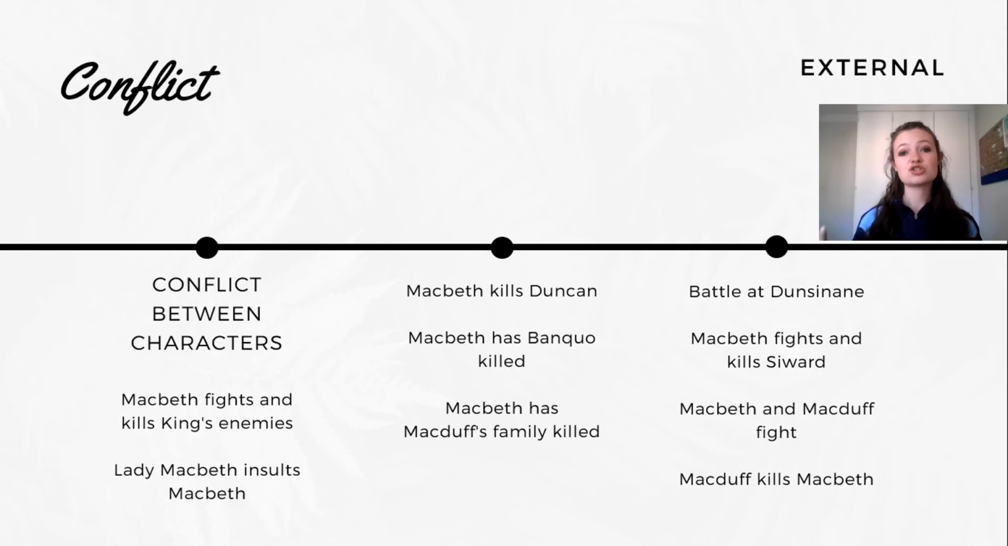We see a lot of external conflict in a Shakespearean tragedy, and that's conflict between characters. And so we have tons of conflicts here. Macbeth fights and kills the king's enemies. Lady Macbeth insults Macbeth. Macbeth kills Duncan. Macbeth has Banquo killed. Macbeth has Macduff's family killed. The battle at Dunsinane. Macbeth fights and kills Seward. Macbeth and Macduff fight, and Macduff kills Macbeth.